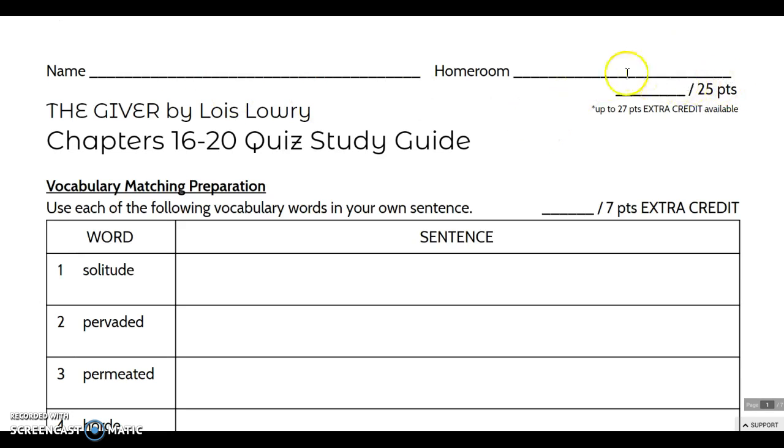It is worth 25 points with up to 27 points of extra credit available. That means 25 of the points on this study guide are mandatory, but 27 of them will count towards extra credit on your quiz. The first section is vocabulary matching preparation. Notice that this is worth 7 points of extra credit.